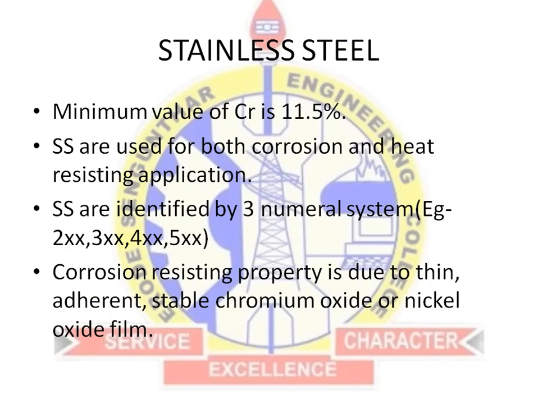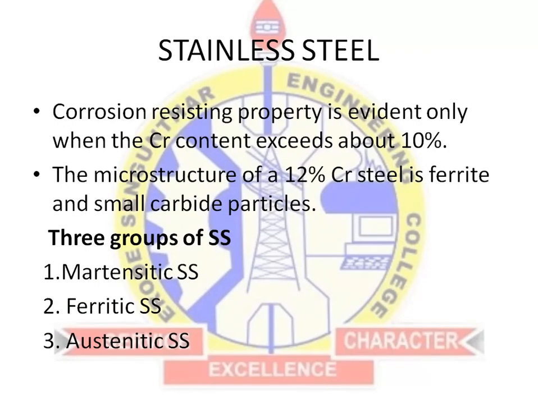Finally, it is stainless steel. The minimum value of chromium is about 11.5 percent, around 11 to 12 percent. Stainless steel is used for both corrosion and heat resisting applications. Stainless steel is identified by a three-number numerical system. The corrosion resisting property is due to a thin, adherent and stable chromium oxide or nickel oxide film. The corrosion resisting property is evident only when the chromium content exceeds about 10 percent.